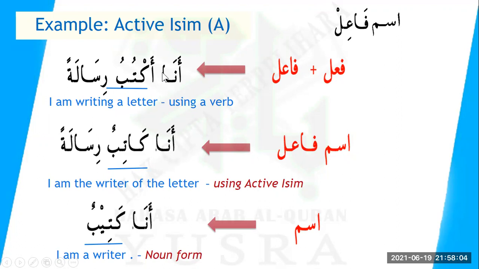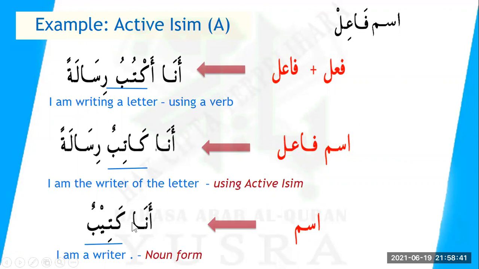The difference is that aktubu, being a verb, has an element of time, meaning I'm writing or I will be writing. But if you use katibun, there's no element of time. It's just a sentence. The third line, you say ana kattabun. Same root word, kataba, but with a ya. Any word with a ya between the second and third letter becomes a mubalagha.